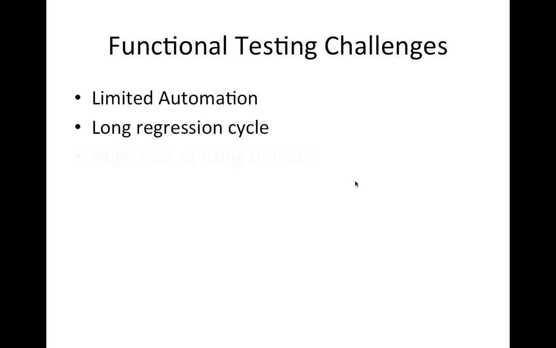What are the typical functional testing challenges that come up in such cases that you have observed or heard about? Things that come to my mind: on such projects there is limited automation, and automation of various different types, across all the different layers of the test pyramid. Because it's a complex product, the regression cycle is long. And because the regression cycle is long, there is limited automation. There's a huge cost of fixing defects.